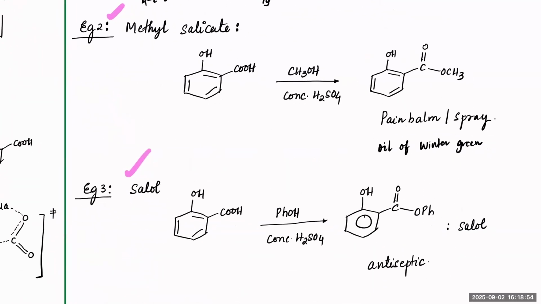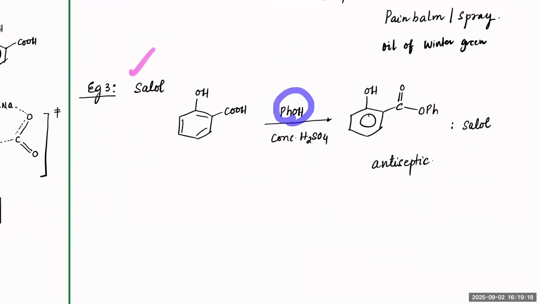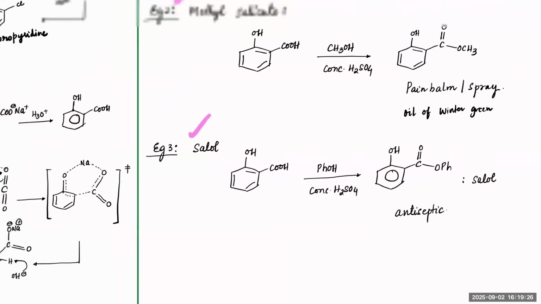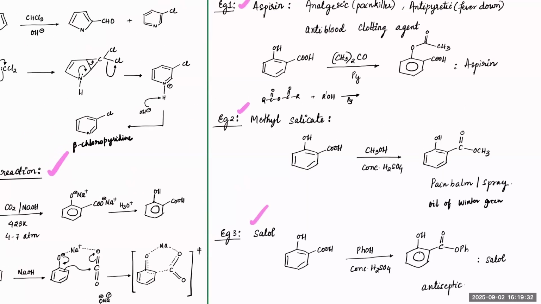Second, methyl salicylate. Now this time you are taking alcohol here and acid is here. Between these two, esterification will happen. So ester will form here. So now this is an ester with a hydroxy group. So this is a pain balm, also known as oil of wintergreen. Same logic, instead of methanol, if I take phenol, again you remove OH from here, H from here, you will get an ester. This is salol, which is an antiseptic. Very simple preparation, but it is quite a frequent question that is asked.